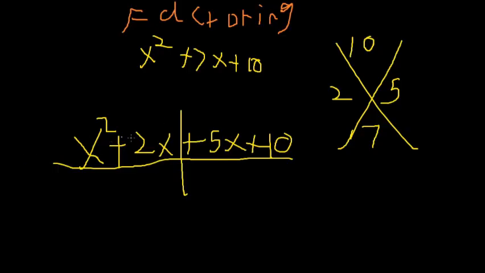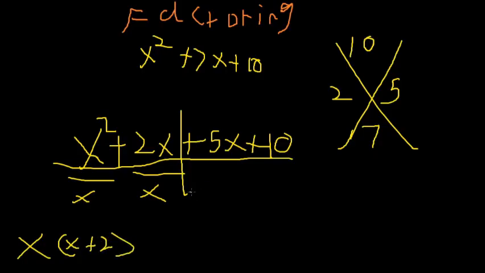So x squared plus 2x, the common factor is x, which will give us x times x plus 2. Now let's go on to the next one. The common factor here is 5, so we're going to divide by 5. So we have 5 times x plus 2.